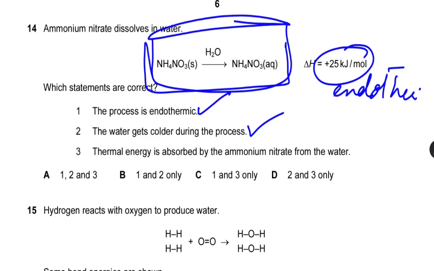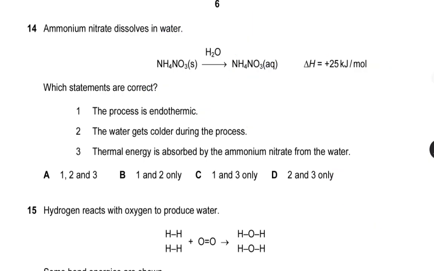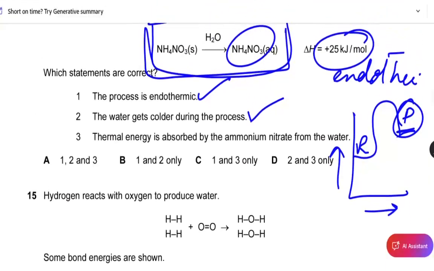Thermal energy is absorbed by the ammonium nitrate from the water. Yes, heat energy is absorbed by the ammonium nitrate. If you see the energy profile diagram, the products have greater energy than the reactants. Here is the progress of reaction, here is the temperature. So all options are correct.